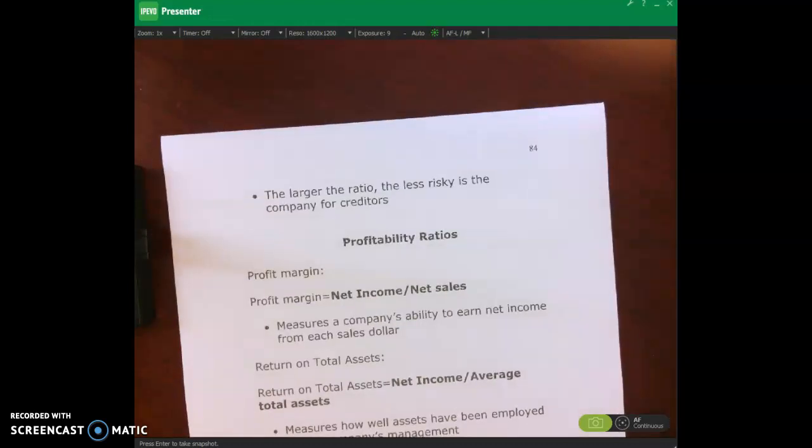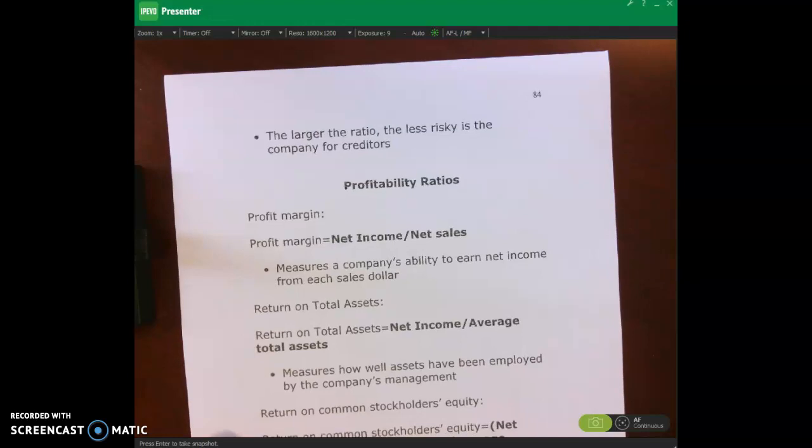I'm going to stop this lecture video now, and in the next lecture video, I'm going to talk about profitability ratios, market prospect ratios, and then also look at some example problems.